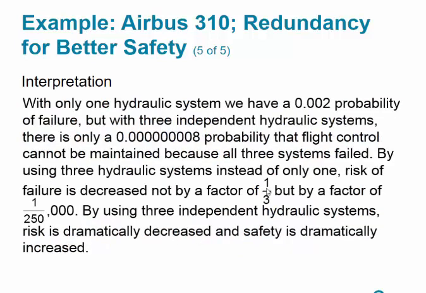So how do we interpret this information? With one hydraulic system, we have a 0.002 probability of failure. With 3 independent hydraulic systems, there's only a very small probability that flight control cannot be maintained, because all 3 systems failed. So by using 3 hydraulic systems instead of 1, the risk of failure is decreased not by a factor of 1/3, but by a factor of 1 over 250,000. So by using 3 independent hydraulic systems, risk is dramatically decreased and safety is increased.